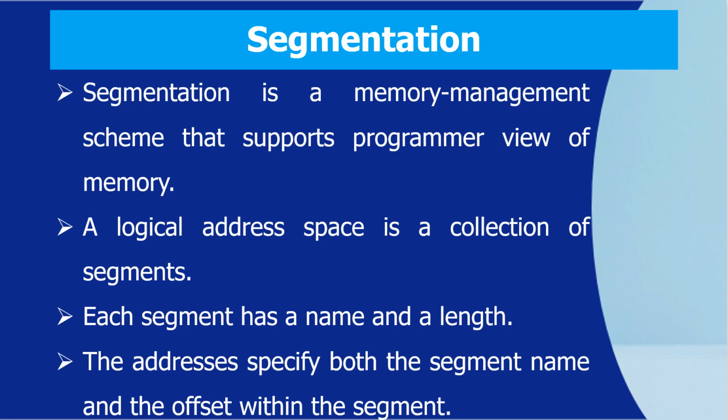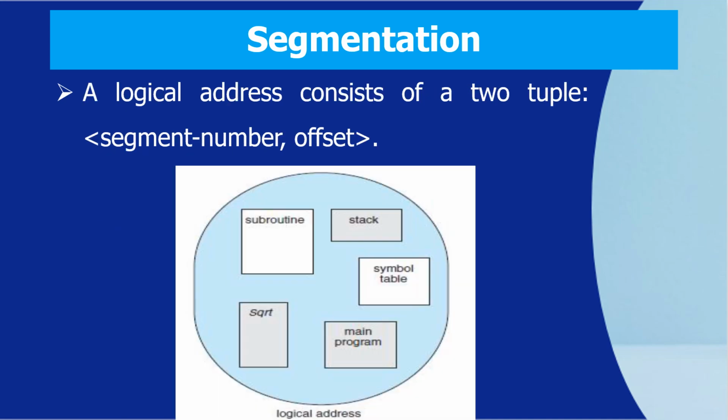Segmentation is a memory management scheme that supports the programmer's view of memory. Logical address space is a collection of segments. Each segment has a name and a length. The address specifies both the segment name and the offset within the segment. A logical address consists of two tuples: segment number and offset.